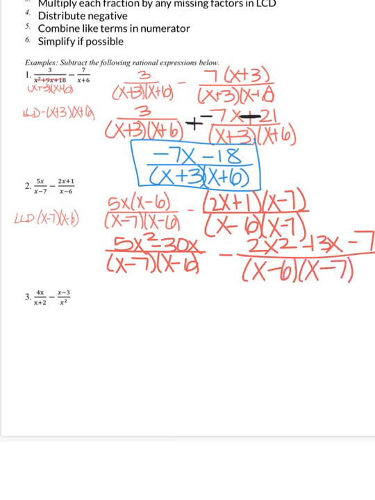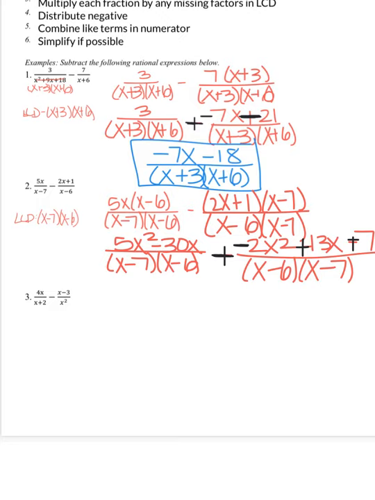Now again, we're subtracting, so we're going to do keep, change, or distribute the negative. So we have keep everything in the first fraction, change the subtraction sign to a plus sign, and then change all of the signs that follow. So now that's minus 2x squared plus 13x plus 7.